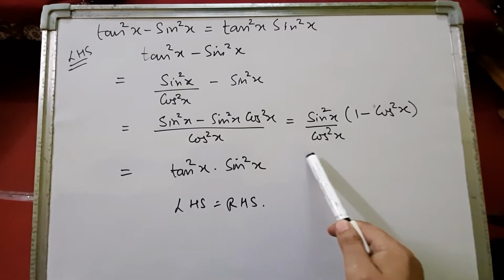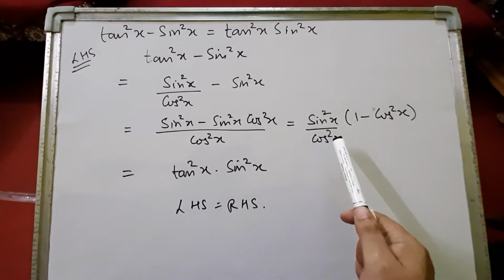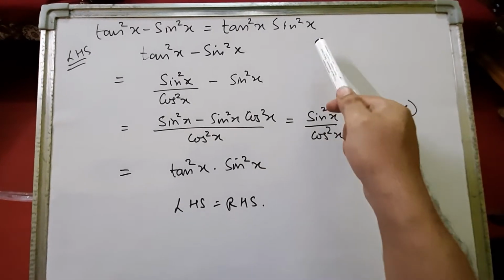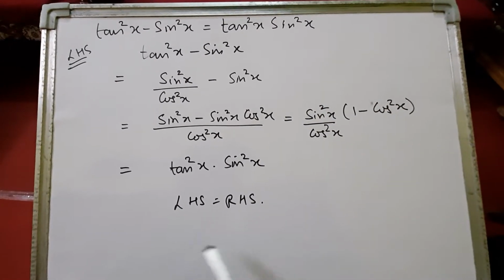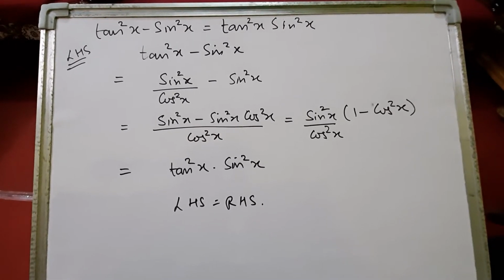Now we know the value of sin square x upon cos square x is tan square x, and the value of 1 minus cos square x is sin square x. This is what we have to prove. Left hand side equals right hand side, hence proved. Right, children? Note down, please.